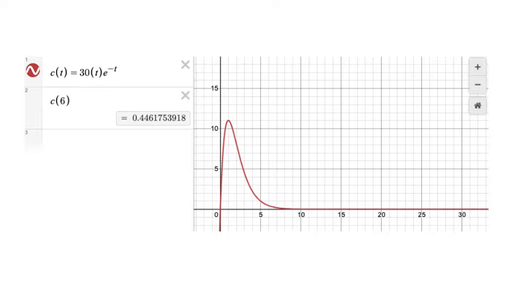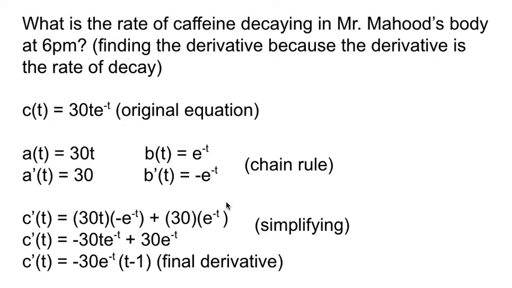And this is also modeled by this graph here. So I have this equation, and then C(6) equals this. We can see that at 6 hours, 6 is around here, there's about 0.446 milligrams of caffeine in Mr. Mahalo's body. Now moving on, what is the rate of decay of caffeine in Mr. Mahalo's body at 6 p.m.?